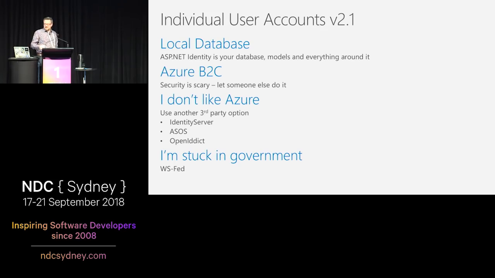So individual user accounts, like I say, we have a local database, so you are committing to having a database somewhere that will never, ever leak to the internet because bad, evil hackers got at it. You may wish to accept that risk. You may not. If you don't want to accept that risk, there is Azure B2C. Some people like it. Some people don't. Then there are other things. You can have like Identity Server, which still requires a database on the back end. You have ASOS and OpenIDDict.